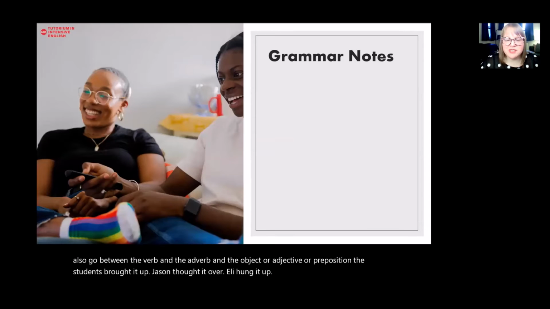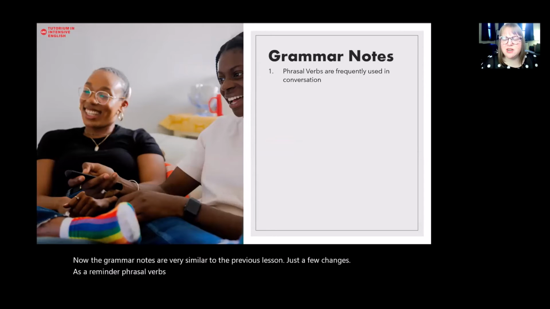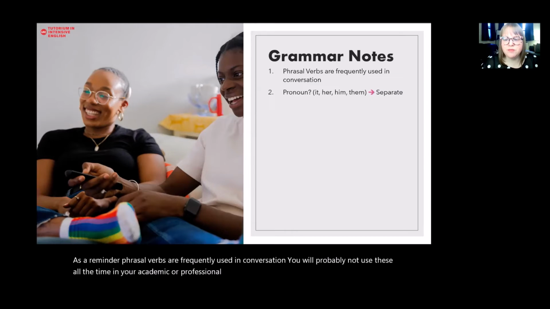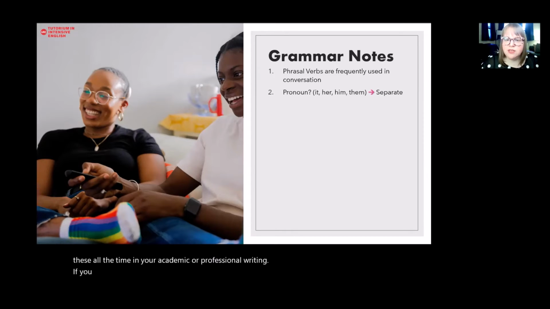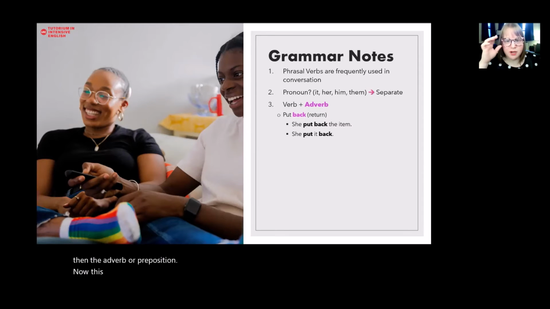Now, the grammar notes are very similar to the previous lesson, just a few changes. As a reminder, phrasal verbs are frequently used in conversation. You will probably not use these all the time in your academic or professional writing. If you do use a pronoun, like I said, it, her, him, or them, you will need to separate the verb and the adverb or preposition.